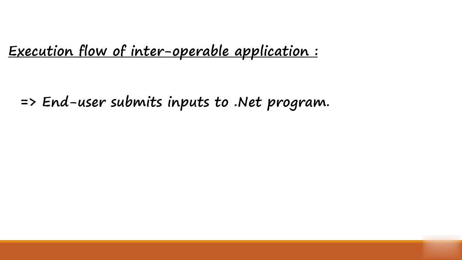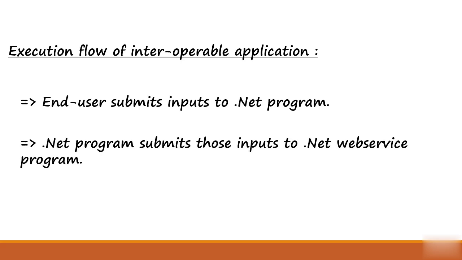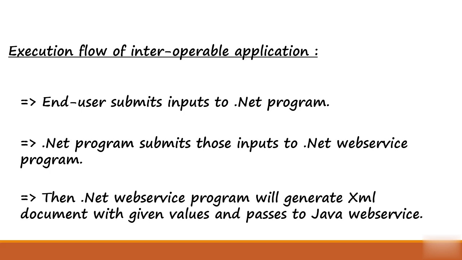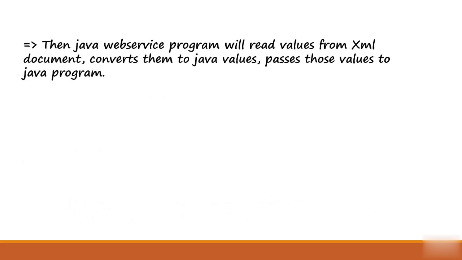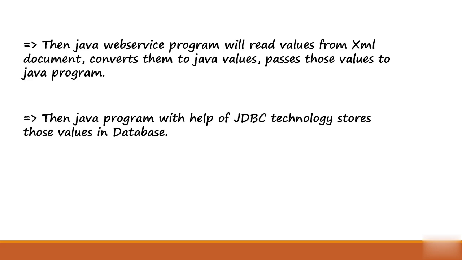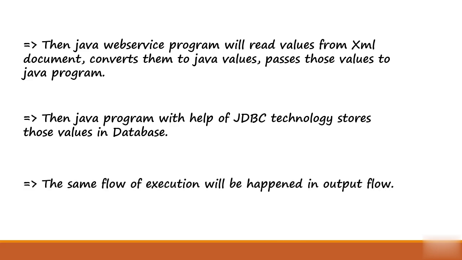The end user submits input to the .NET program. The .NET program submits those inputs to the .NET web services program. Then the .NET web services program will generate an XML document with the given values or given object and pass it to Java web services. Then the Java web service program will read values from the XML document, convert them to Java values and pass those values to the Java program. Then the Java program, with the help of JDBC technology, stores those values in the database. The same flow of execution will happen in the output flow.